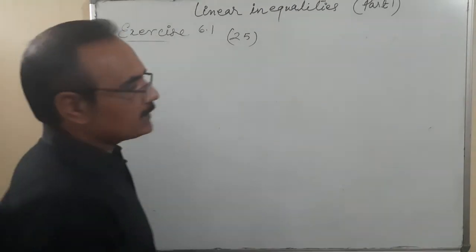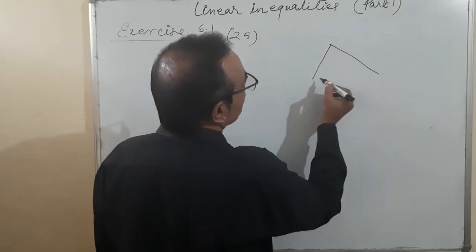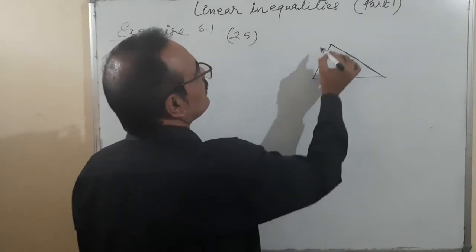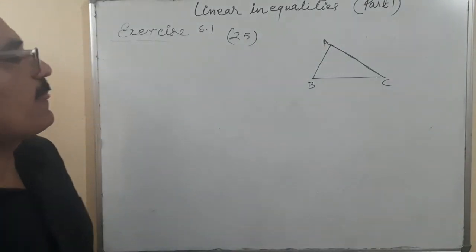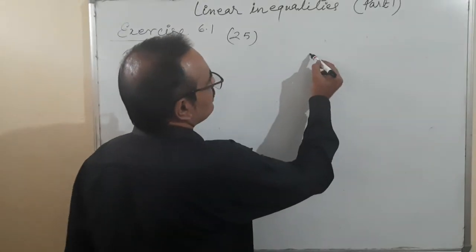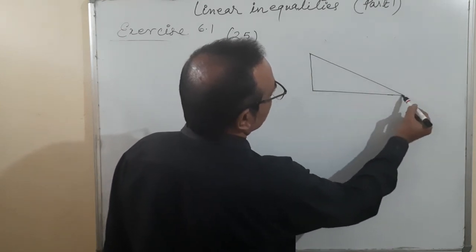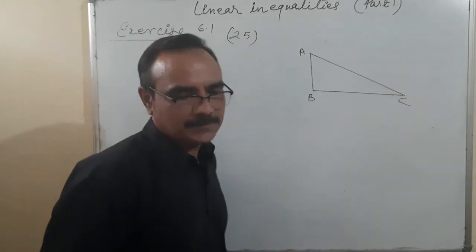There are 3 sides of a triangle, A, B, C. But here it is difficult to identify which one is the shortest and longest side, so I am making a triangle like that. Now the picture is clear: this is the shorter side, and this is the longest side.